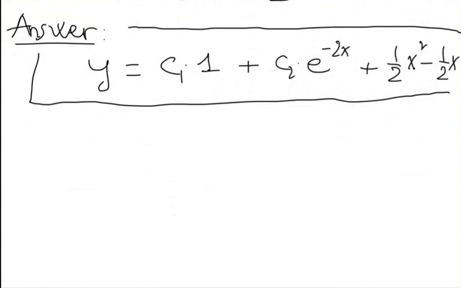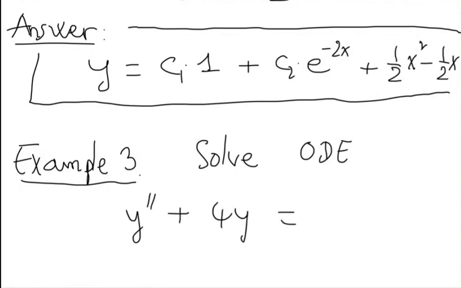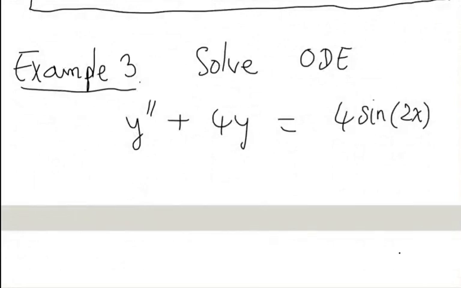So far we have seen two examples. The first one was an exponential function. The second one was a polynomial. Now the last one here is a trigonometric function. So solve the following equation. Y double prime plus 4y equal to 4 sine of 2x. This is a problem in the homework actually.